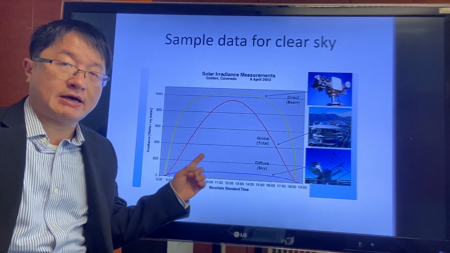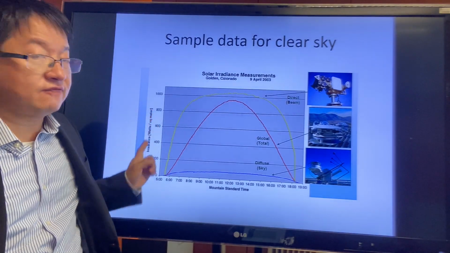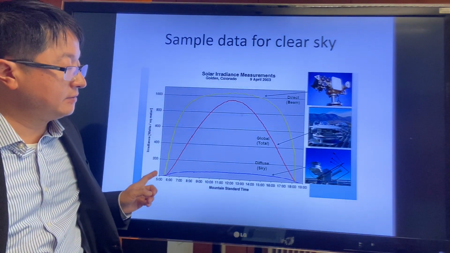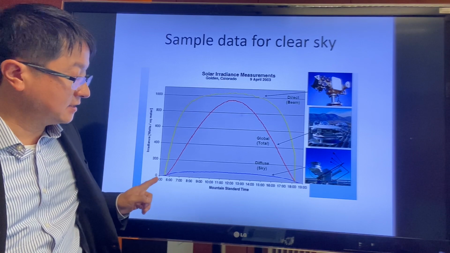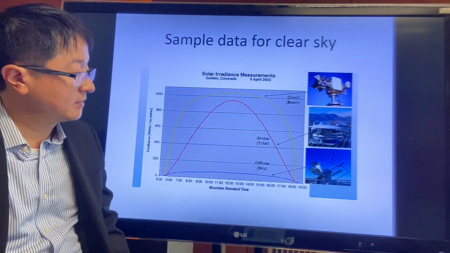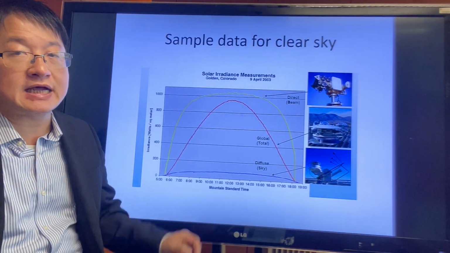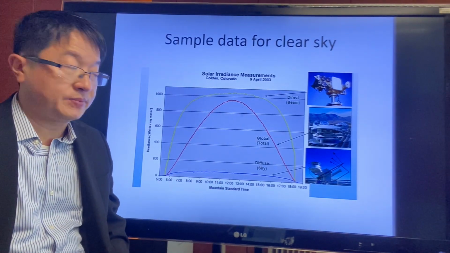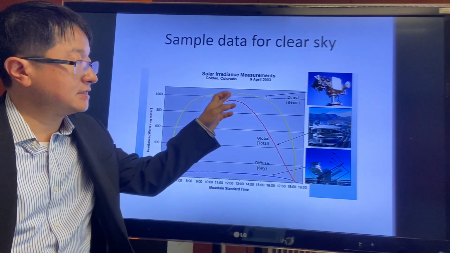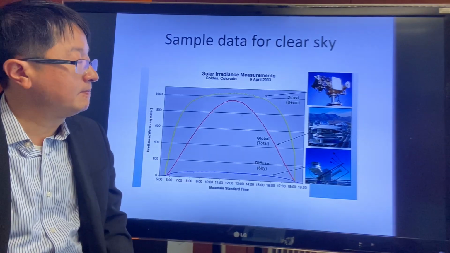This is the solar power intensity diagram showing the level of solar power from when the sun rises in the morning to sunset in the evening. When the sun is up in the sky at 12 p.m., the light intensity is the highest. This is the contribution by the direct sunbeam.